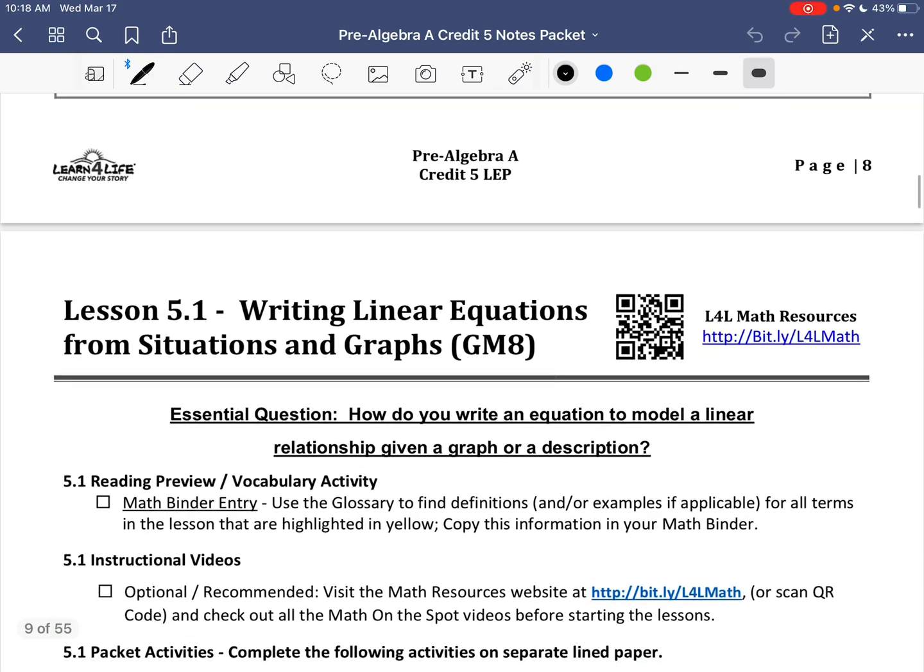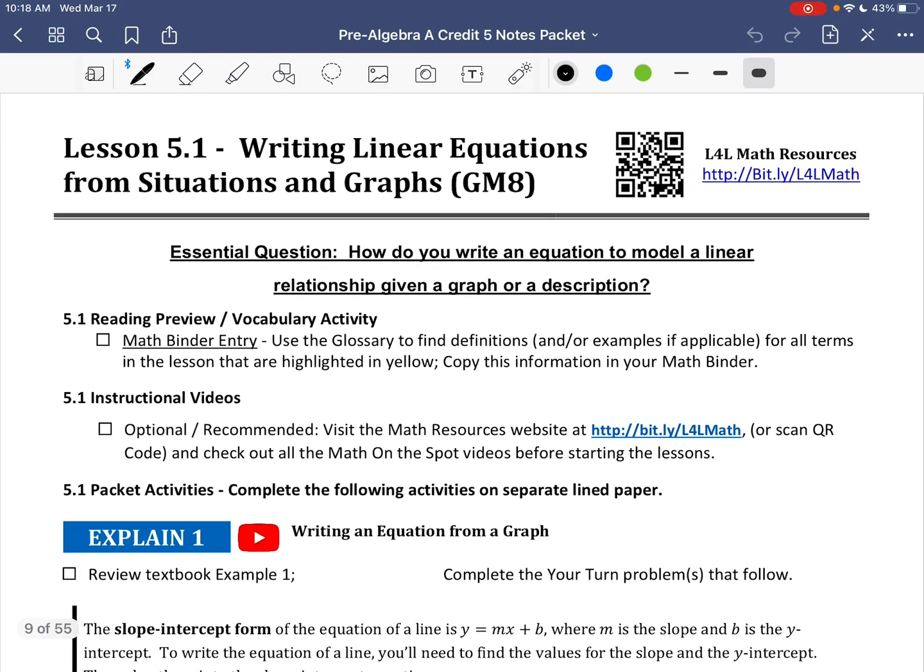So we are going to start on page 9 on the notes packet for Pre-Algebra A credit 5, where we talk about writing linear equations from situations and graphs. We're going to start off by looking at the slope-intercept equation of a line. That equation is in the form y equals mx plus b, where m stands for the slope. Another word for the slope is the rise over the run. And the y-intercept is b.